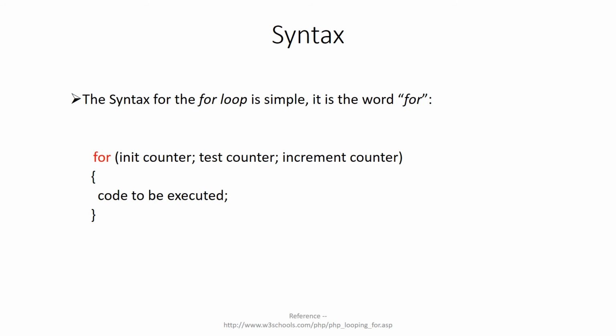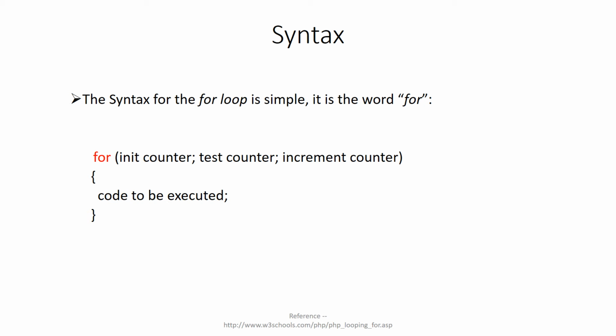So the syntax for this is extremely simple. It's just the word for, as you can see down there, highlighted in red. That's going to start the for loop. Then inside your parentheses, you have an init counter, test counter, increment counter. And then inside your curly brackets, you have the code that you want to be executed.